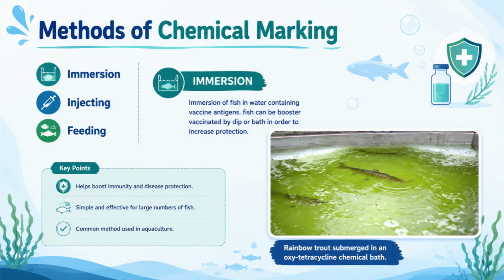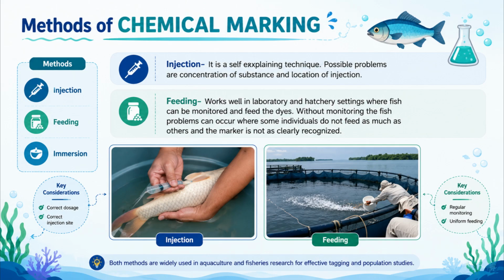Here we can see rainbow trout submerged in an oxytetracycline chemical bath, a commonly used immersion marking technique in aquaculture and fisheries research. The immersion method is simple, economical, and widely used for population studies and fish health management. Two important methods of chemical marking in fish are injection and feeding.